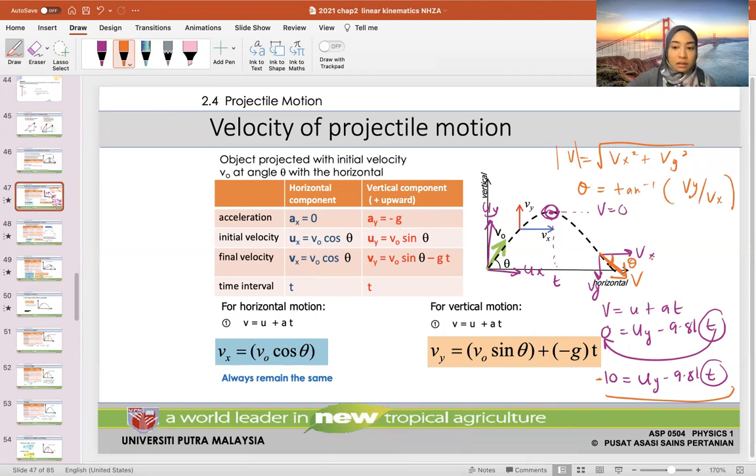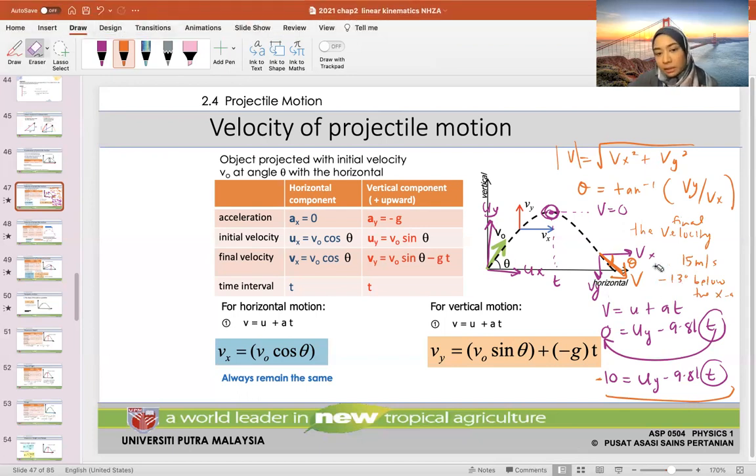So when you answer the question, the velocity is, or you can say the final velocity, right? That is more accurate. The final velocity is 15 meter per second. Lepas tu angle dia 13 degrees below the x-axis. Boleh jawab macam tu, ataupun you can say 15 meter per second with minus 13 degrees.